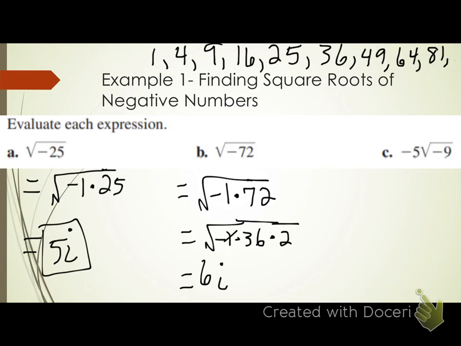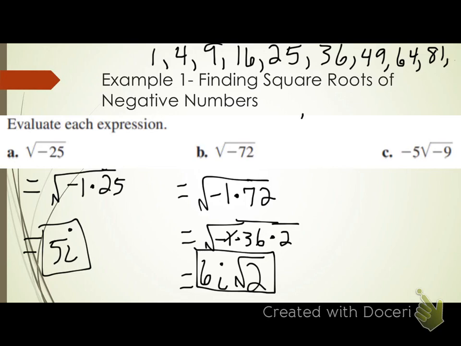Can I take the square root of 2 and get a nice whole number? No. So it stays under the radical. Are there any perfect squares that go into 2 besides 1? No. So this would be my answer in simplest form: 6i square root of 2. That's not like I. Remember, there was another way that I taught you.